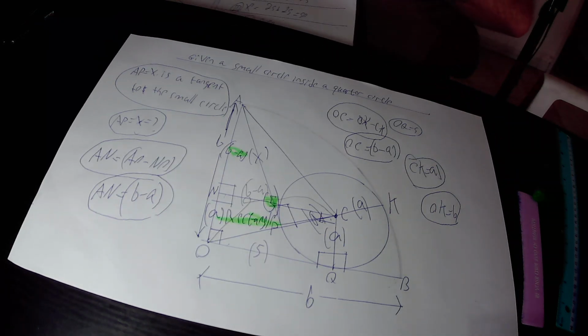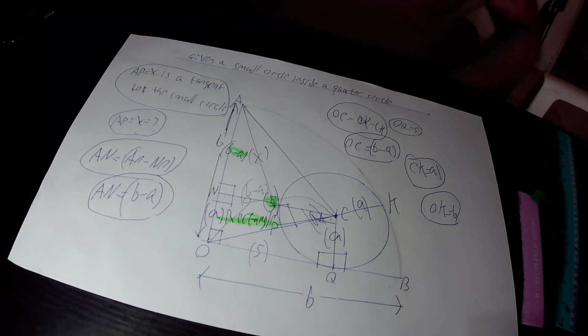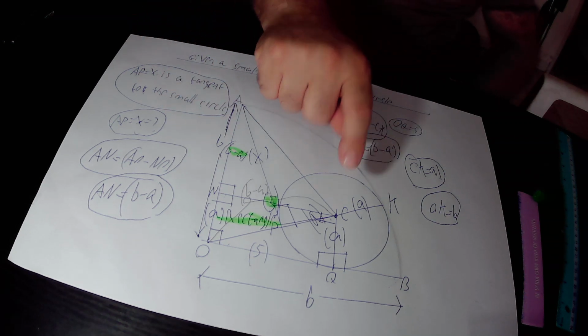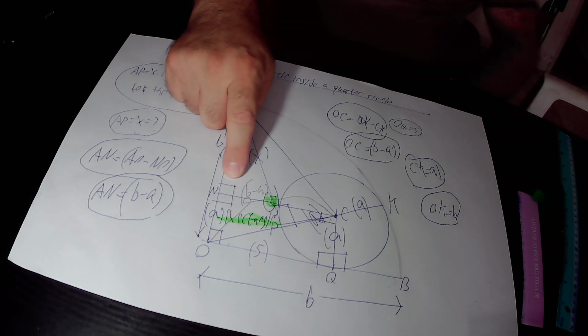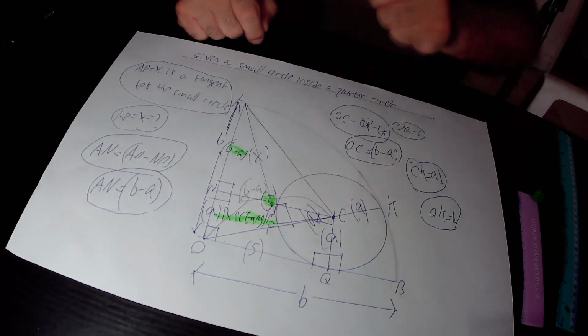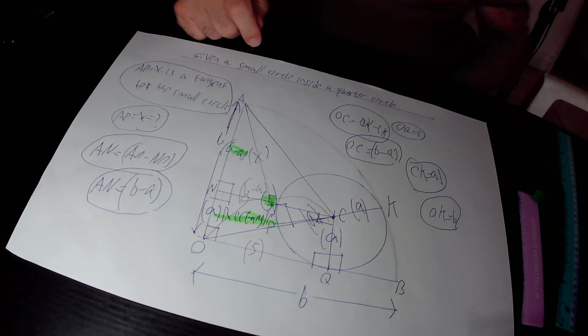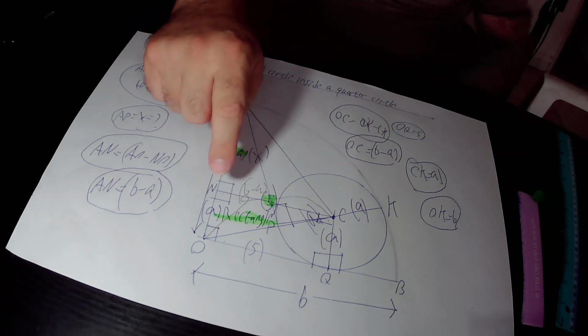In the next step, we did a construction: from point C, we drew a perpendicular on AO. So this angle equals 90 degrees, and this angle also equals 90 degrees according to our construction. We define the touching point of the perpendicular from point C and AO as point N.